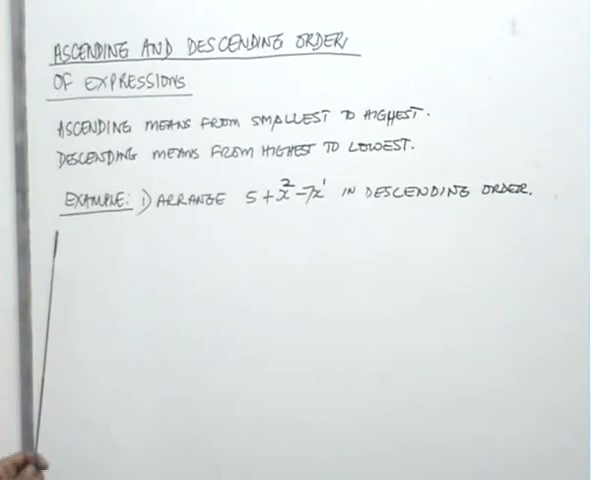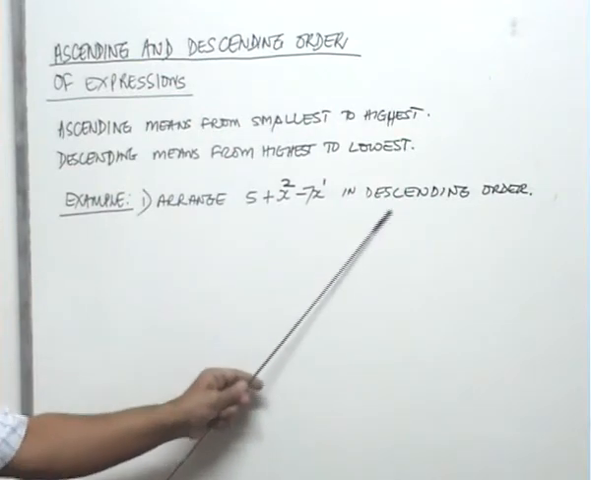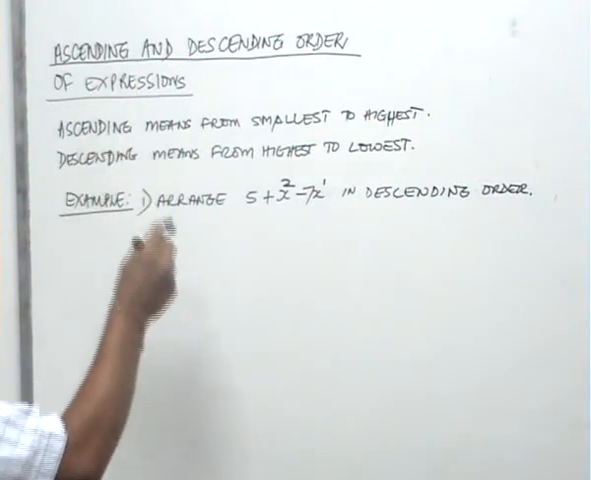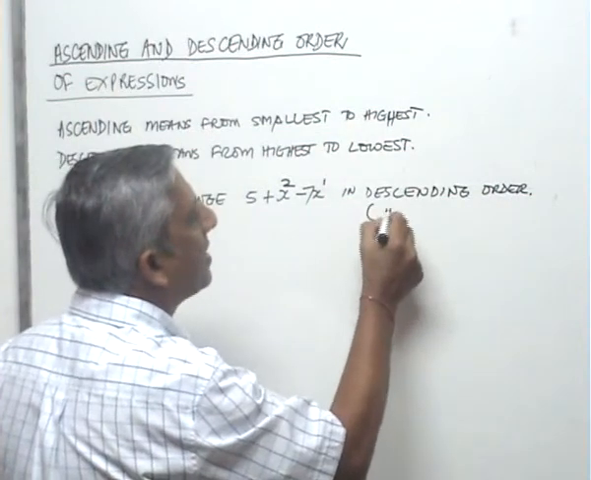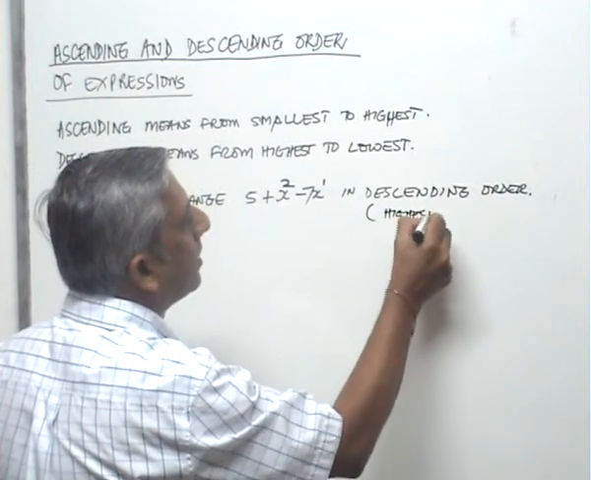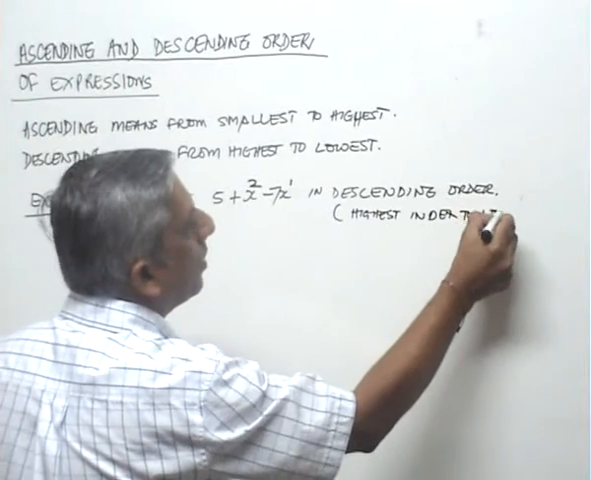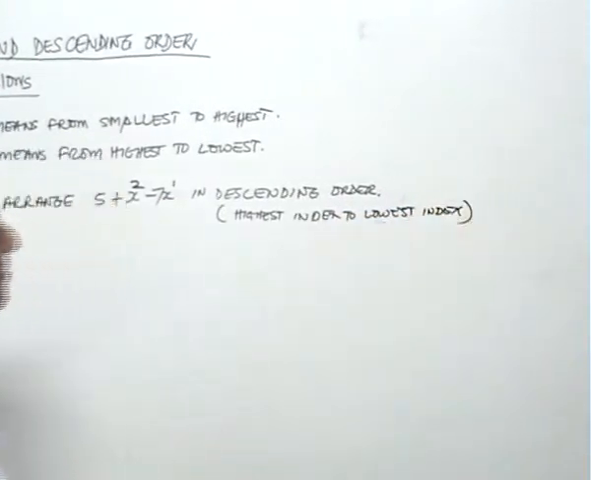So let's look at an example. Arrange this expression in descending order. Right, what does descending order mean? It means highest to lowest. But highest what? For maths, for expressions, this means highest index to lowest index. That's what it means in maths.